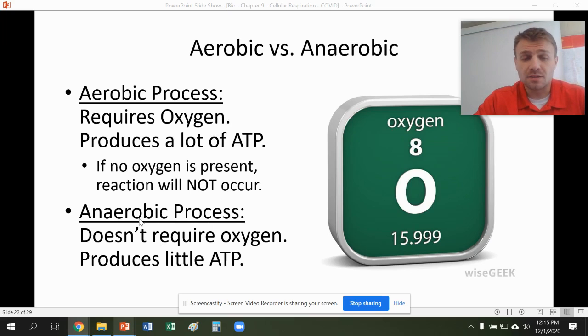Our next vocabulary is going to be anaerobic processes. These are processes that don't require oxygen. Now, the difference between the exercise is anaerobics like golf. I have nothing against golf. Golf is great, but you don't require a lot of oxygen for golf. It's an anaerobic exercise. With aerobic respiration, we require oxygen, but we produce a lot more ATP. Anaerobic doesn't require oxygen, but it produces less ATP.